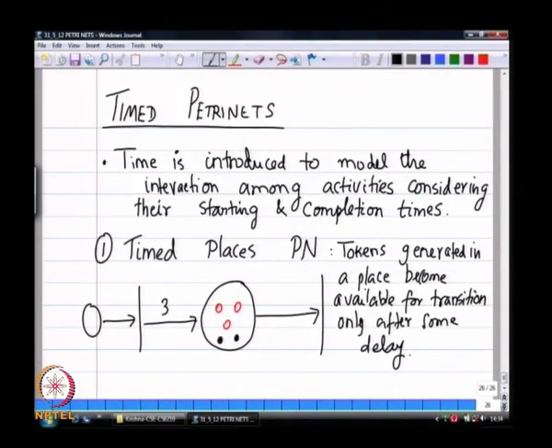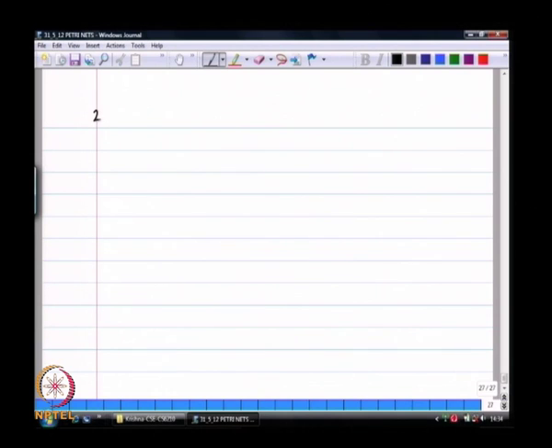So where else can we add time? We can add time in the transitions and in the tokens. So we will come to transitions, but before that we can also add time in the arcs. So 4 places I can add: in the place, in the transition, in the token itself, and then I can add delays in the arc itself. Okay, so let us look at timed token.